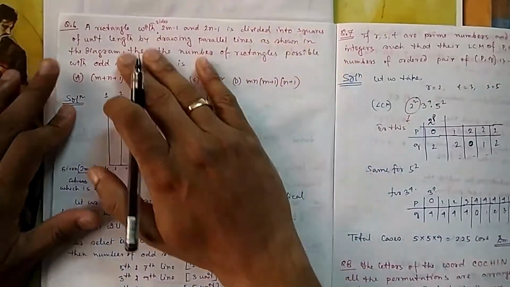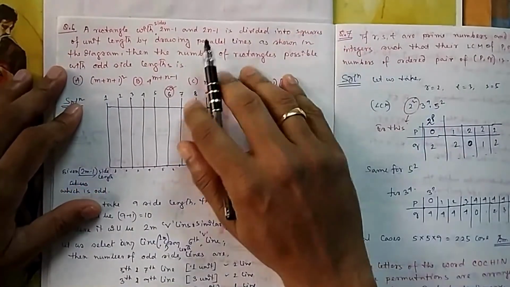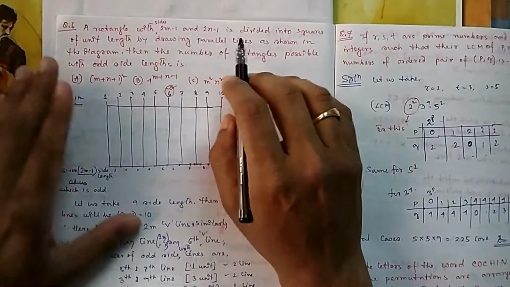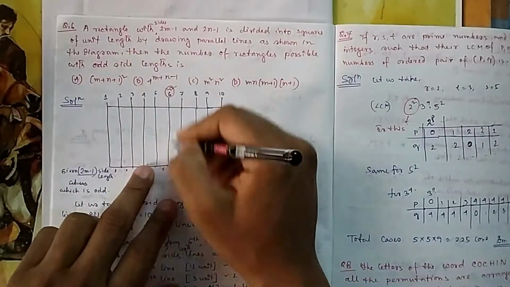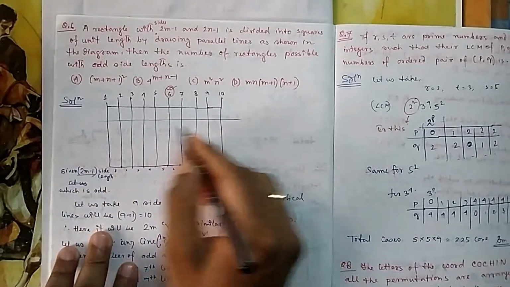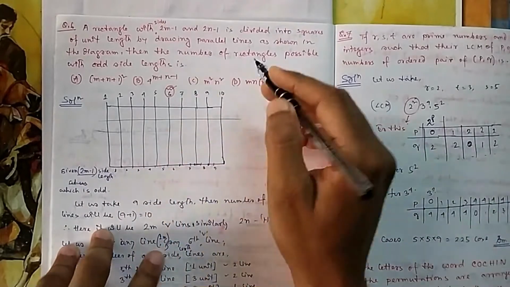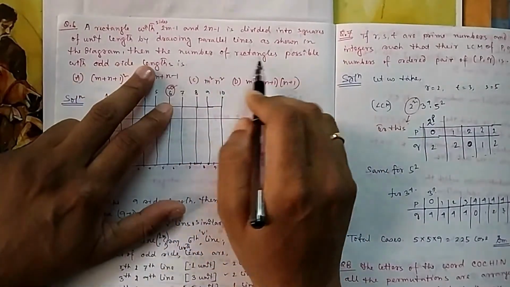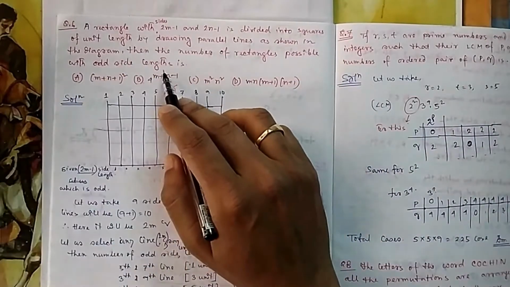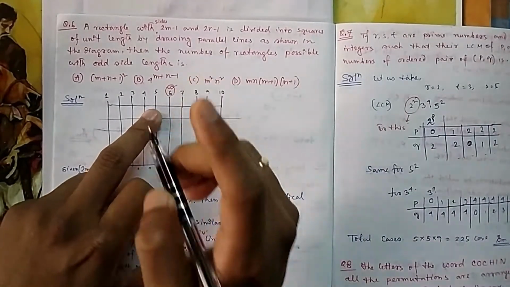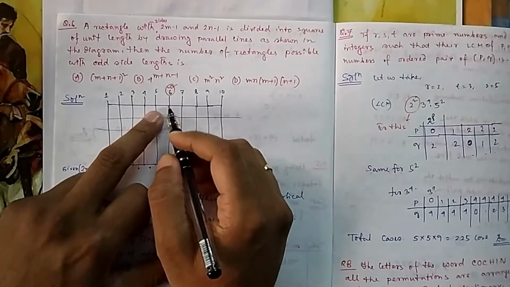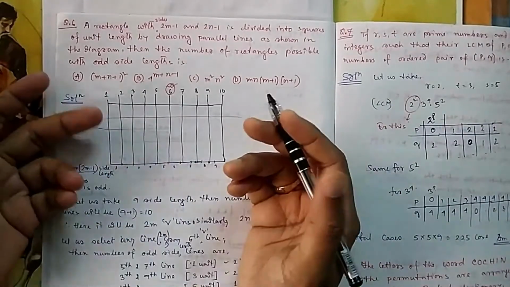Next, if you come to question number 6, a rectangle with sides 2m minus 1 and 2n minus 1 length is divided into squares of unit length by drawing parallel lines. You have drawn parallel lines this way also, unit length as shown in the diagram. Then the number of rectangles formed with odd side length. The side length should be odd. One to one gap is 1 unit, so the gap should be either 1 unit or 3 unit or 5 unit.